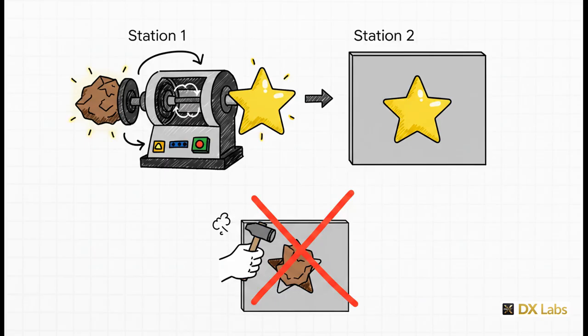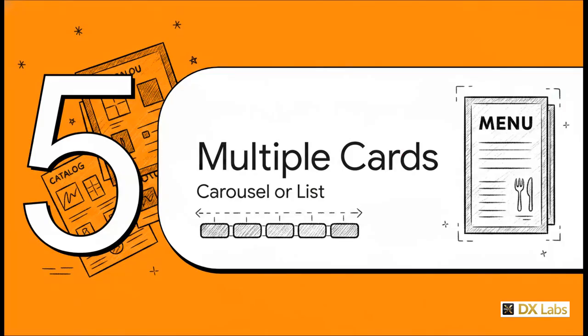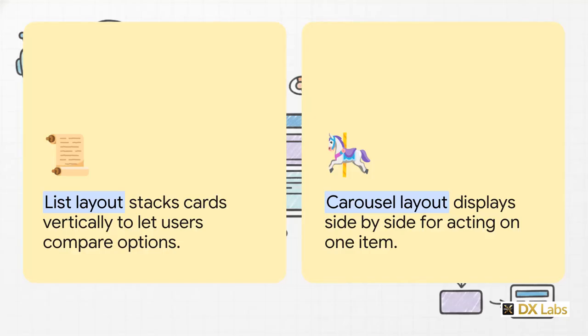Finally, let's handle scenarios where one card just isn't enough. Section 5. Multiple cards. Choosing your layout for multiple items is a lot like deciding between flipping through a thick product catalog or reading a single comprehensive restaurant menu. When your agent returns multiple cards, you get to control the presentation. A list stacks the cards vertically. This is ideal when users need to compare all their options at once, like looking at annual, sick, and parental leave simultaneously. A carousel, however, scrolls horizontally. This layout is perfect for when you want the user to act on one distinct item at a time, like browsing individual IT hardware requests.